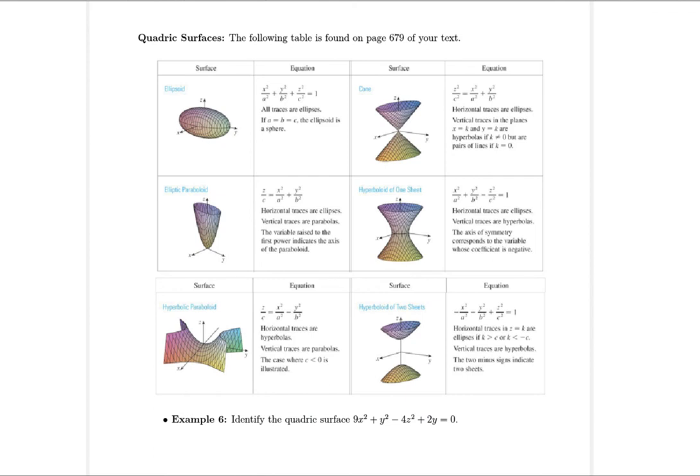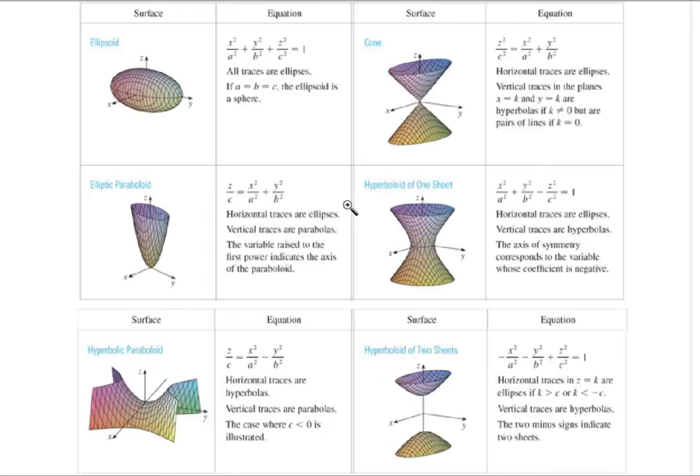All right, so there's a chart in your text that gives you some common types of surfaces that come up, and the type of equation that you're going to see when you do that. So you have ellipsoids. Ellipsoids are where you have x squared over a squared plus y squared over b squared plus z squared over c squared equals 1.